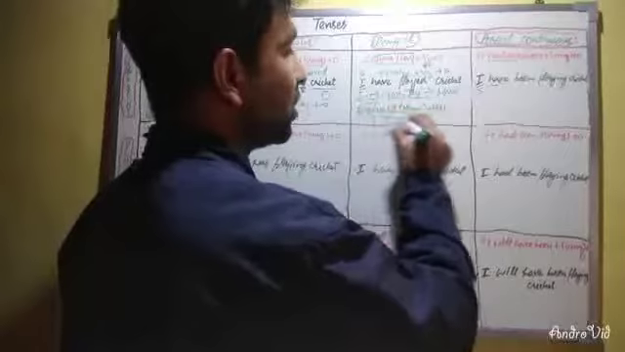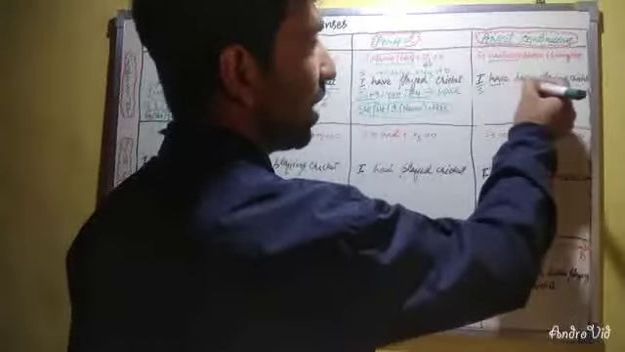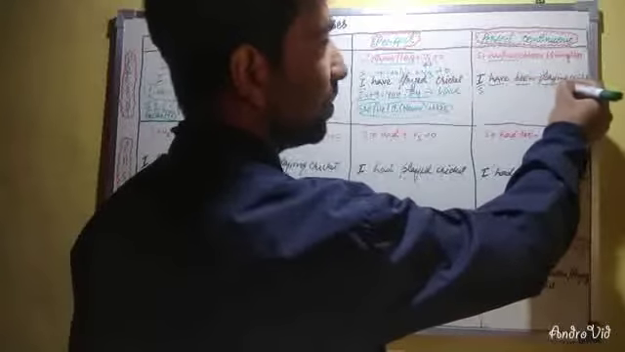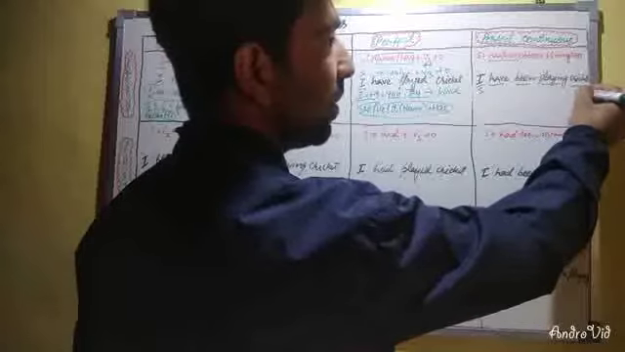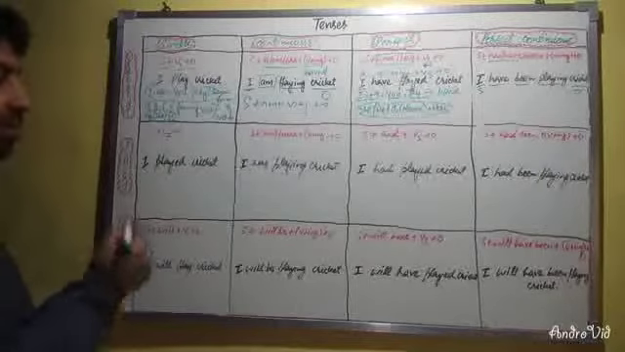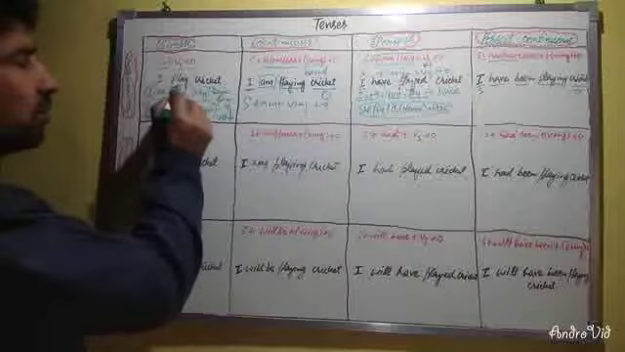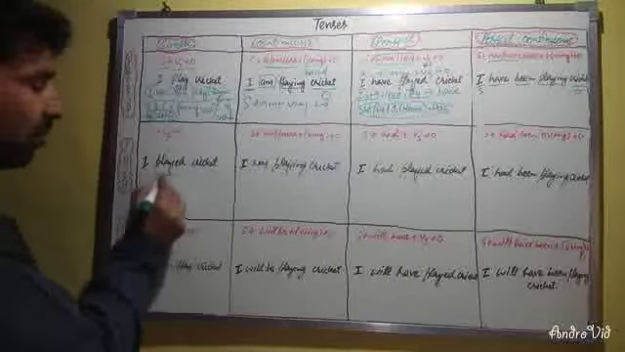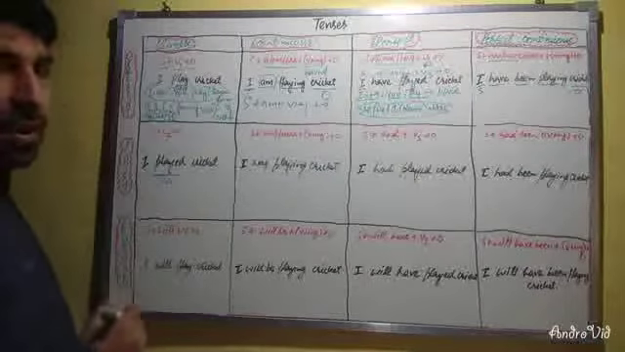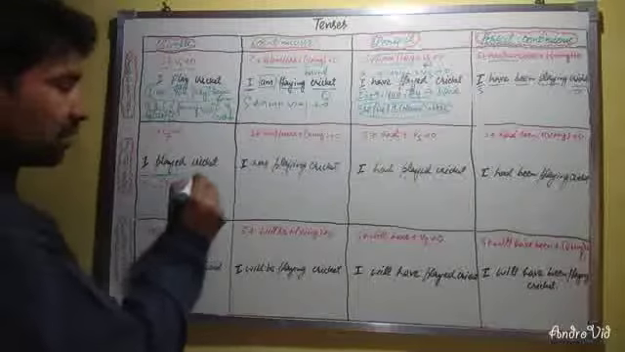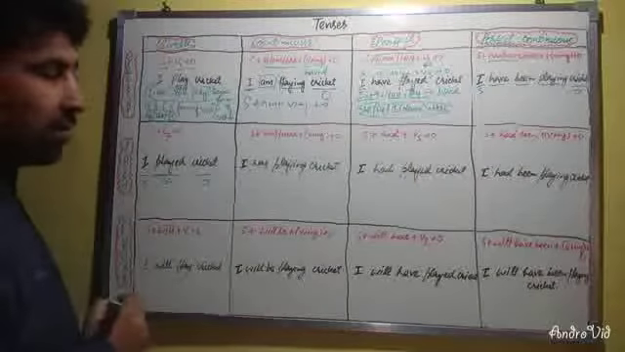Has will be used with he, she, it or a name. The rest will be used with have plus been plus the ing form, that means the gerund form of the verb, plus object. So the formation will be accordingly. Now coming to the past, you will see that here we have used the second form of the verb. Here we used the first form of the verb, but here the second form of the verb denotes it as past. So subject plus second form of verb plus object.